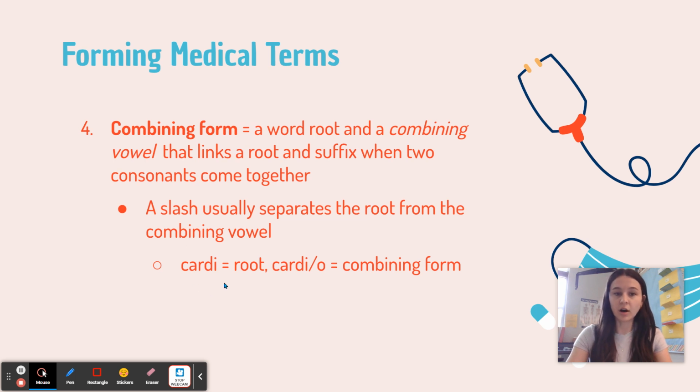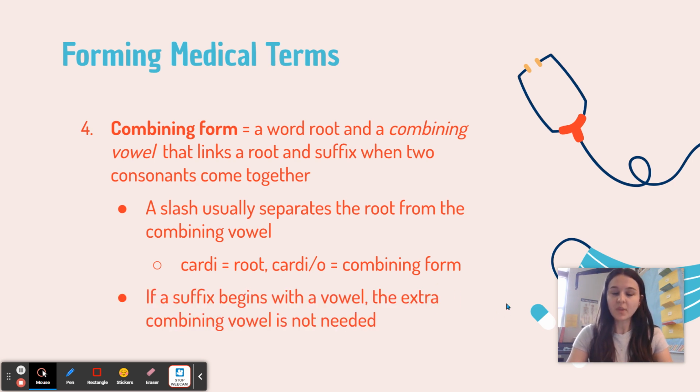So for example, cardi is a word root that means heart. And if I were to write it in the combining form notation, I would say cardi slash O. So that if I were to put a suffix on the end of cardi, I could use that combining vowel. Okay.